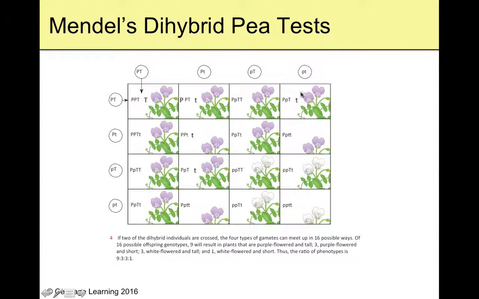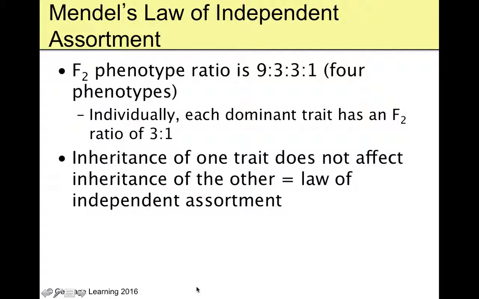And so he starts to get these ratios. And this works out into a 9 to 3 to 3 to 1 right there. You're going to get 9 phenotypic ratios of the dominant traits, 3 dominant for one trait, 3 dominant for the other trait, and 1 recessive for both. That's what that's going to look like. And so that's a dihybrid cross. We'll practice that as well.